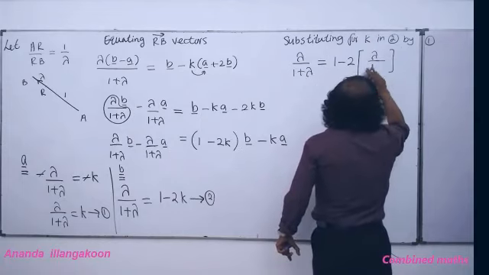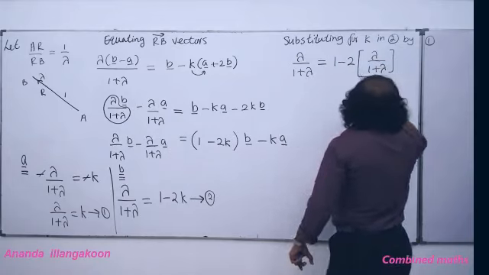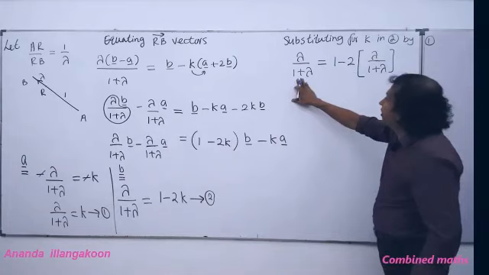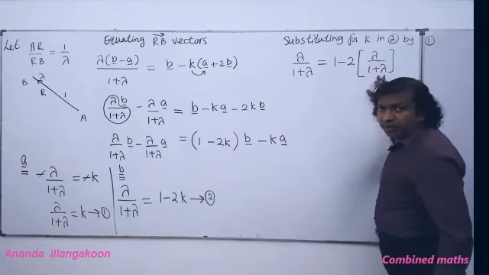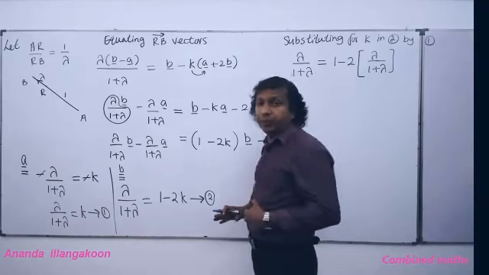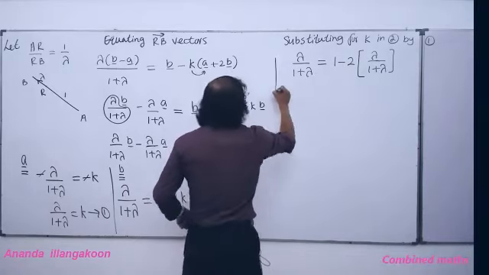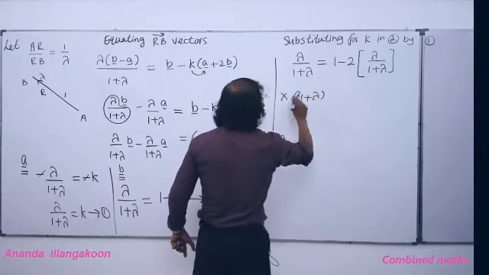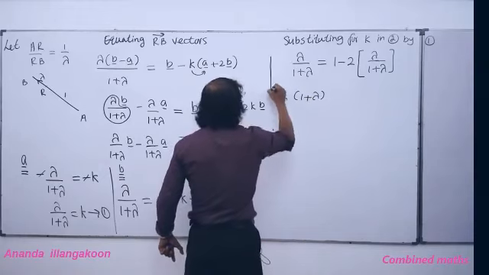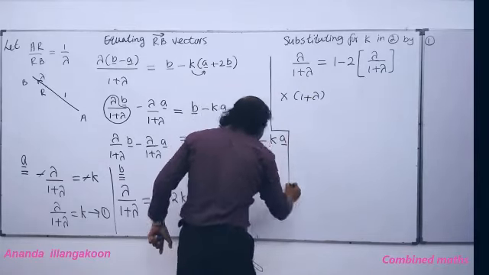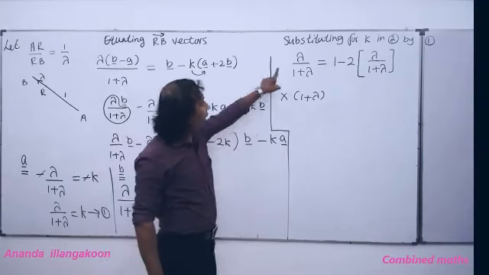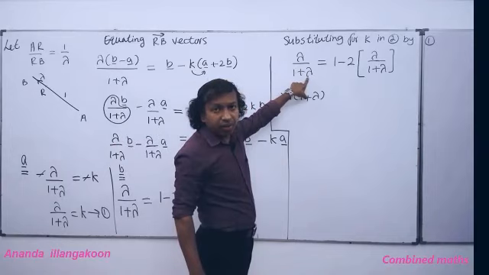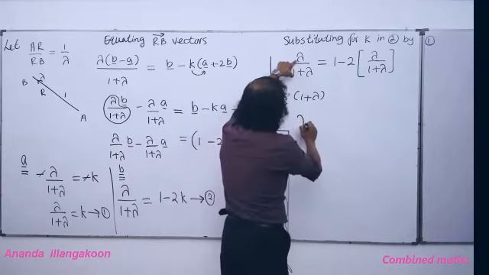Right. When we have this kind of equation, to find lambda, the 1 plus lambda denominators can easily be removed by multiplying both sides by 1 plus lambda. When you write 1 plus lambda here, this 1 plus lambda cancels down with this 1 plus lambda, and this is lambda now.